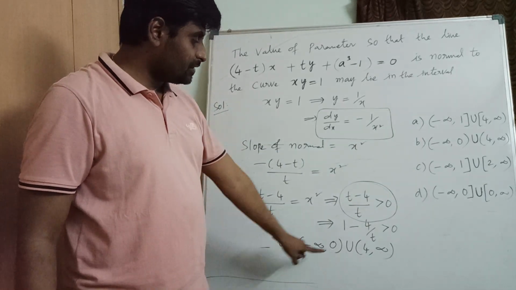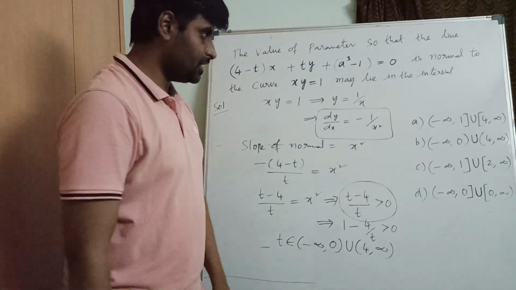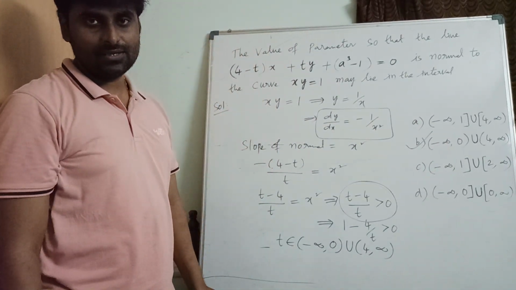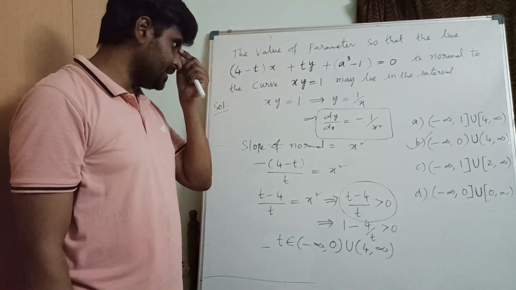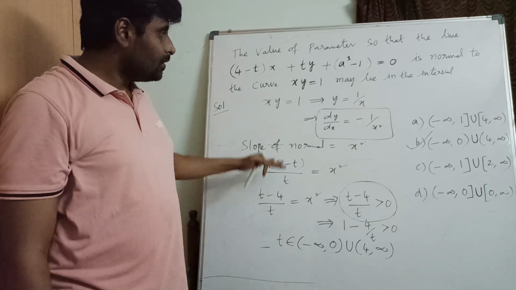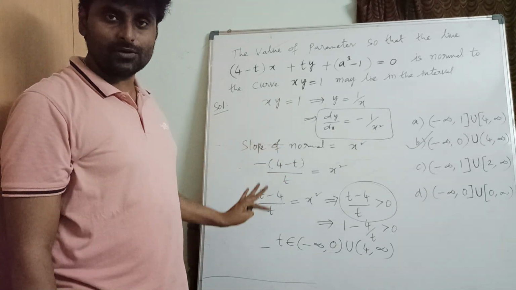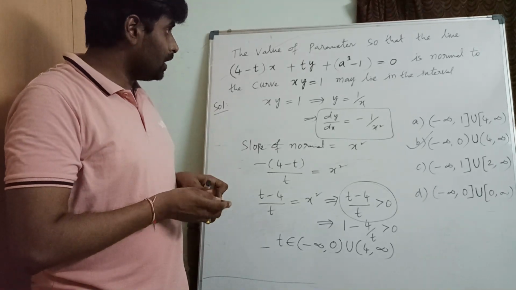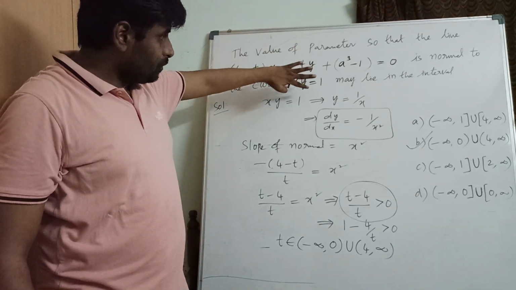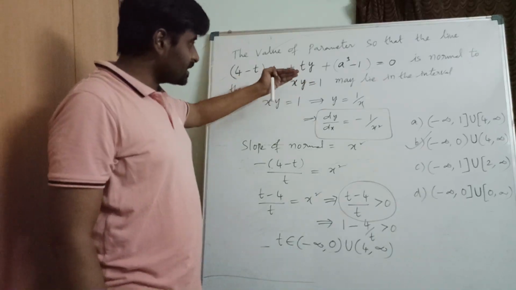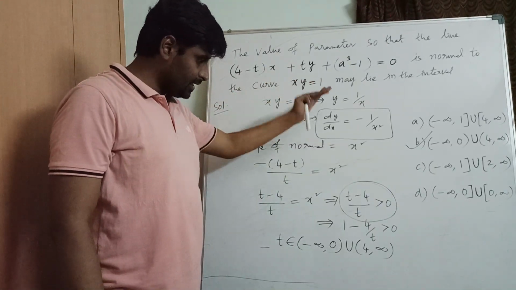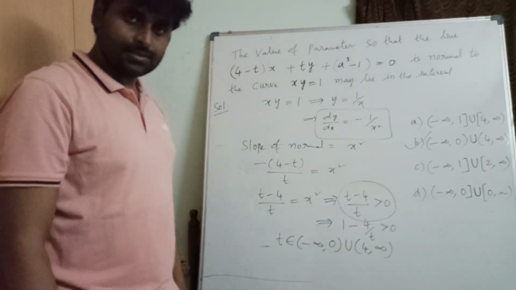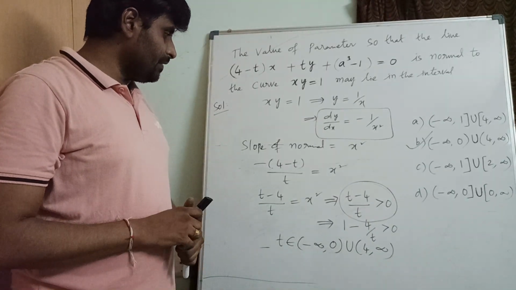Clear? So which of the following options is correct? Option B. So like that we can make every problem easy. The only thing is we have to understand the given question first, and then we have to be fast in solving the problem. Once you understand the question, what was given and what should be found out, accordingly we can go forward to get the answer. Clear? So hope you have understood.